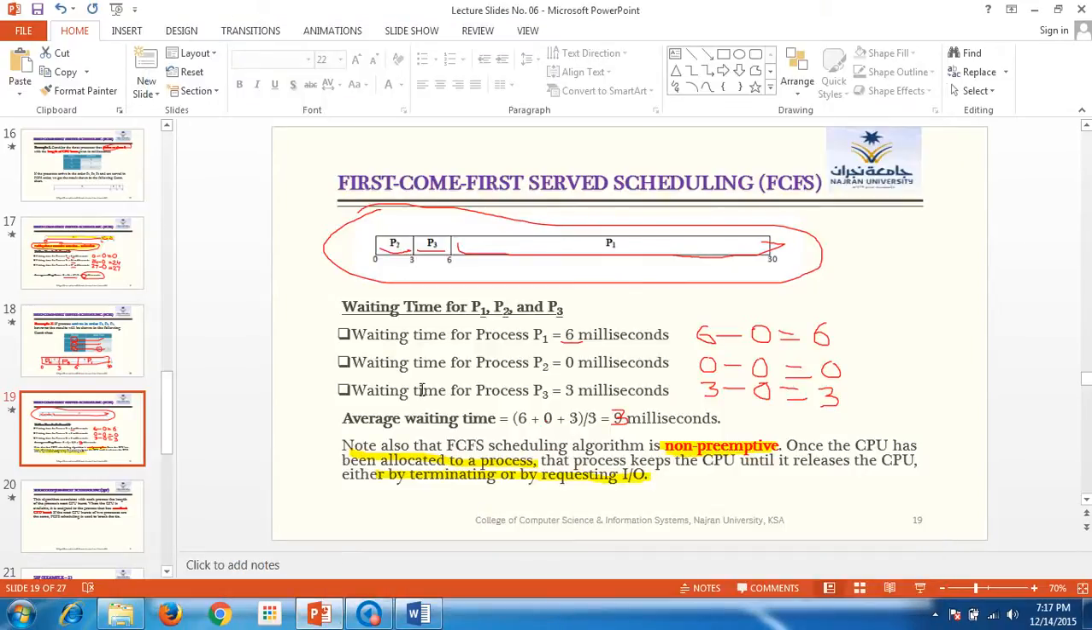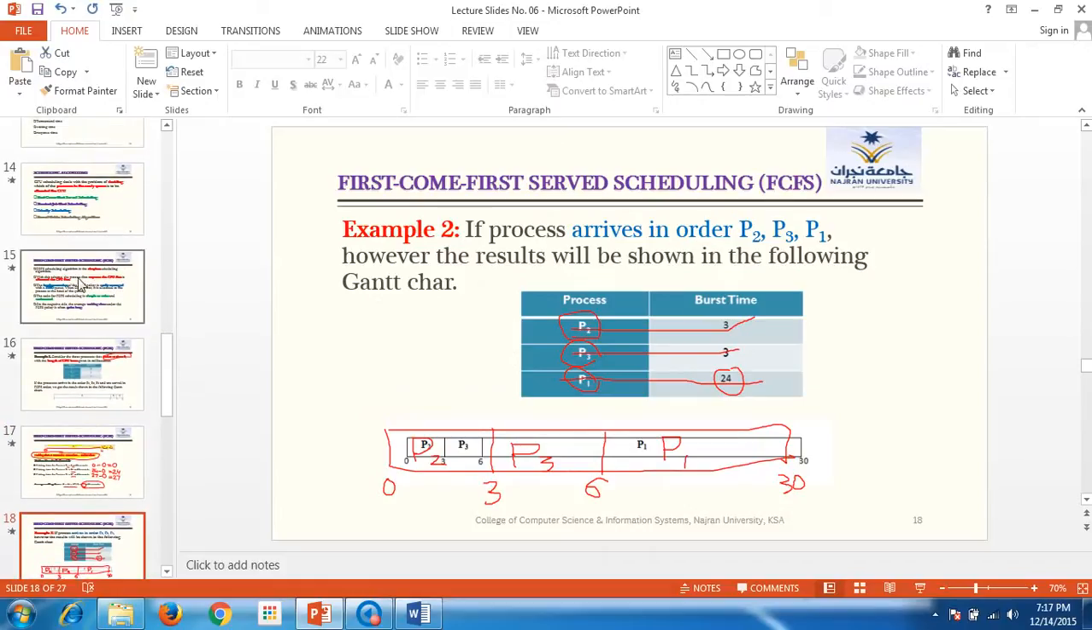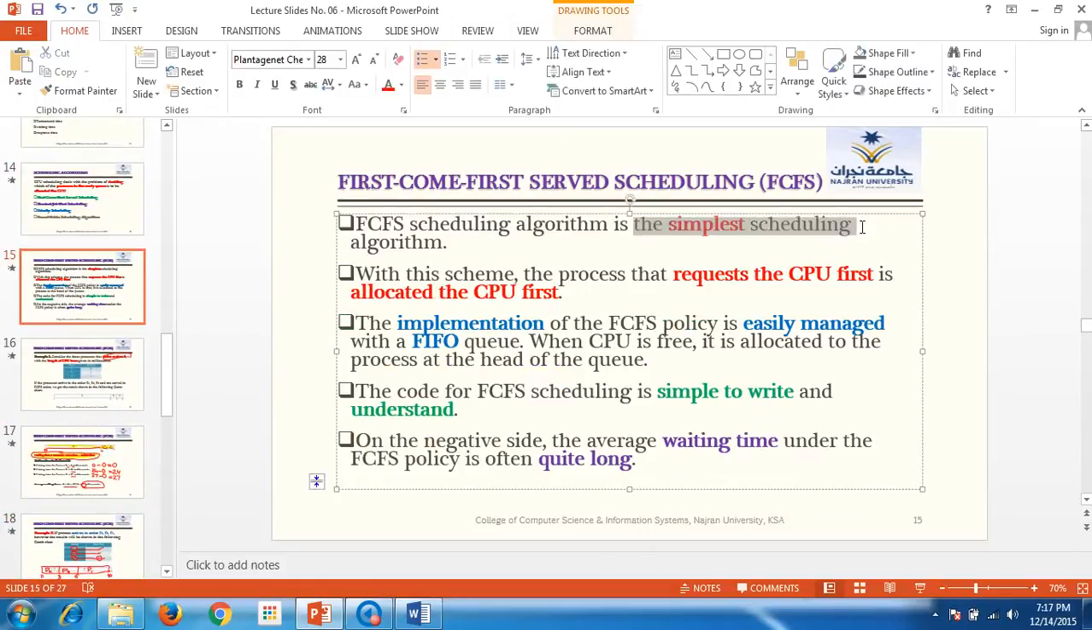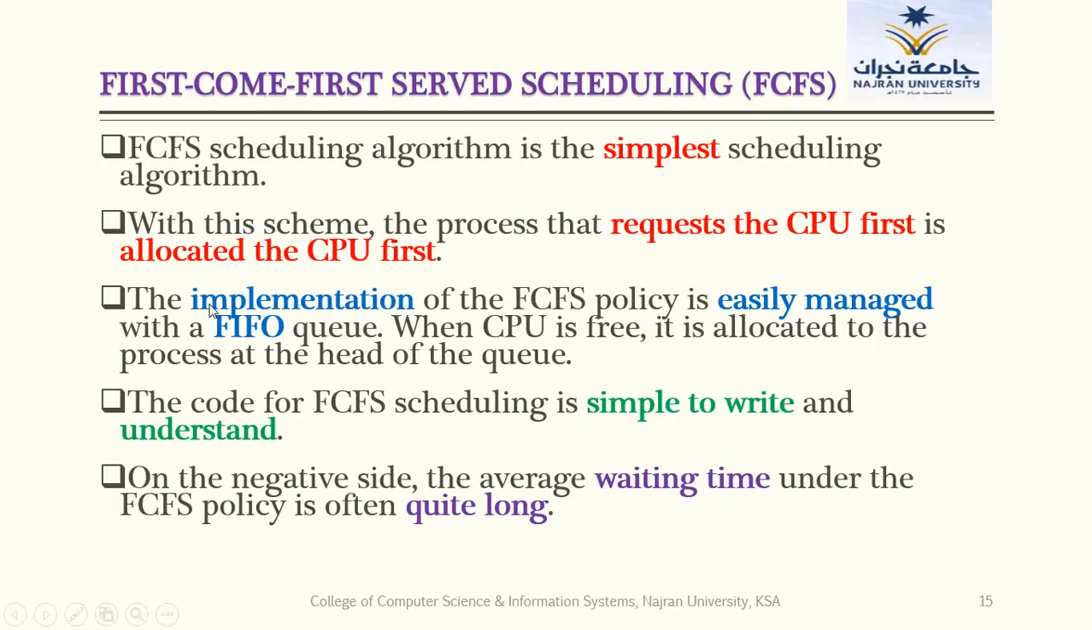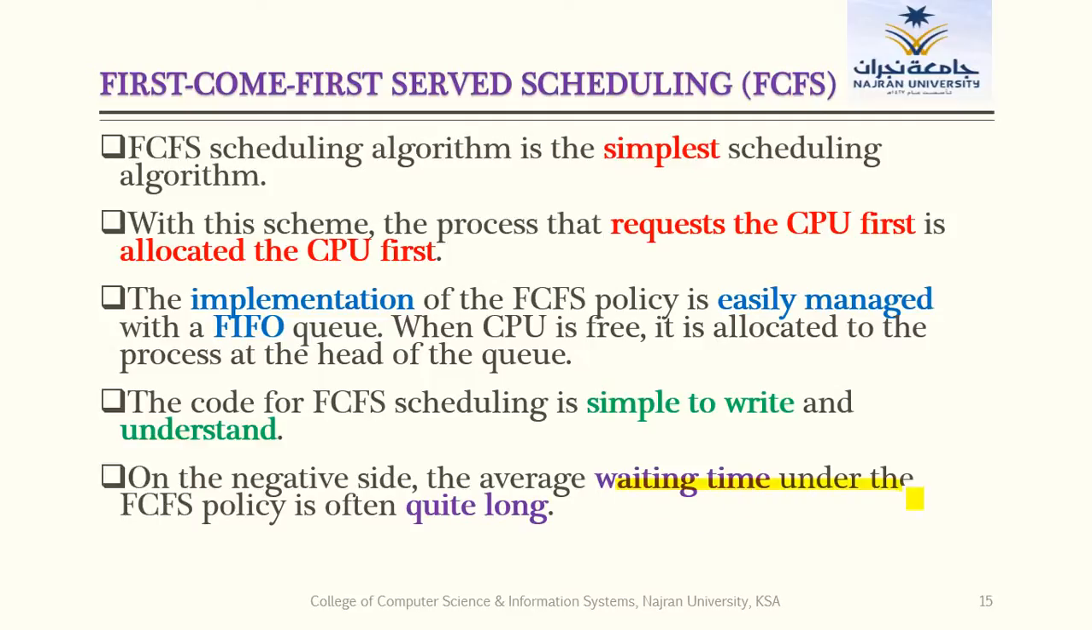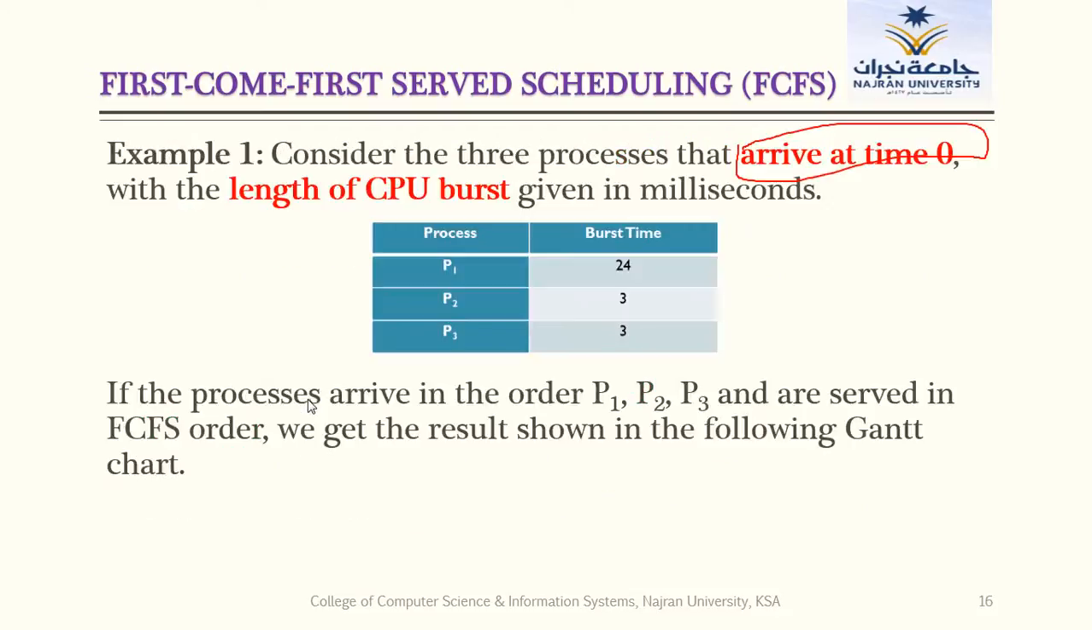So we will stop here our second session, and just take a quick overview of our first algorithm, first come first serve. We have seen that this is the simplest scheduling algorithm. With this scheme, the process that requests the CPU first is allocated the CPU first. Implementation is also very simple, but on the negative side, the waiting time under this policy is often quite long. This is one disadvantage of first come first serve.